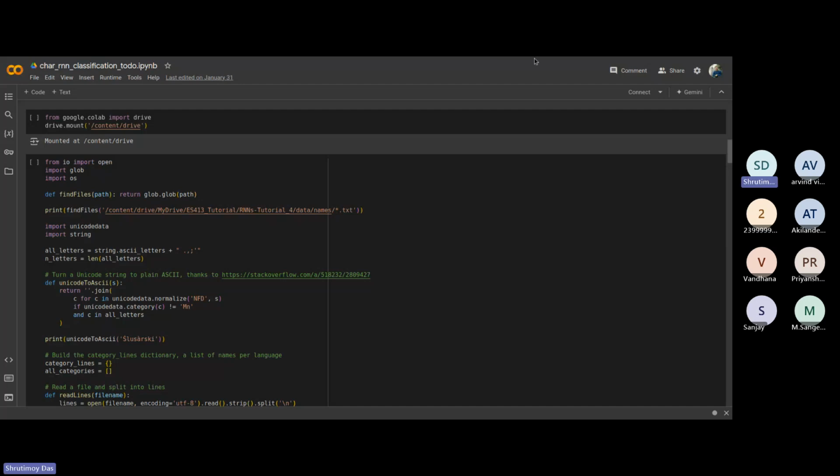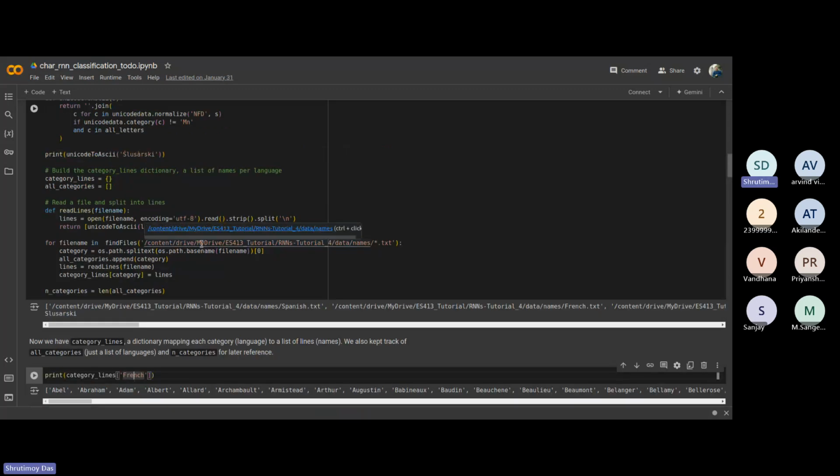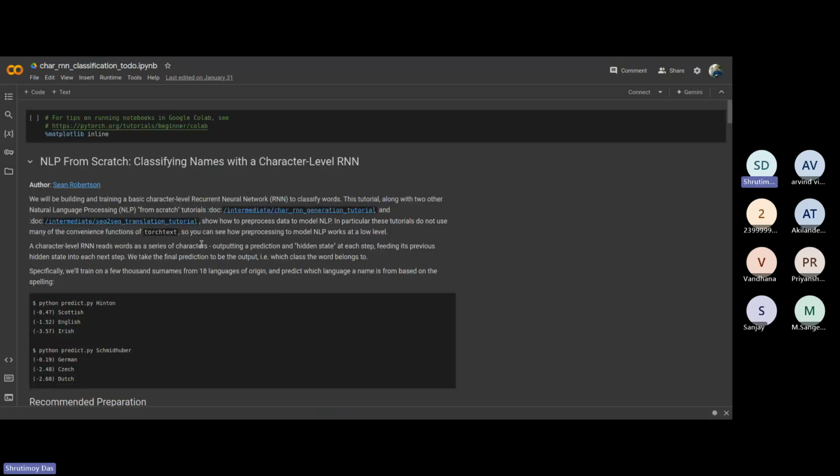The problem that I have here is that, given some name, say a last name like Abraham, you want to say what category it belongs to. According to the data set, this Abraham belongs to the class French, or you can also have maybe Indian, and so on. The data set is also available online.